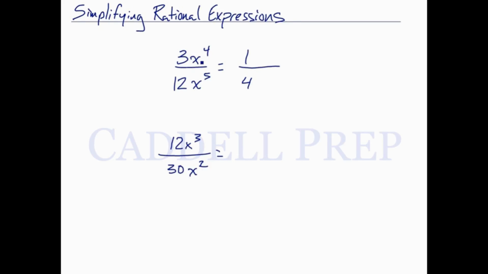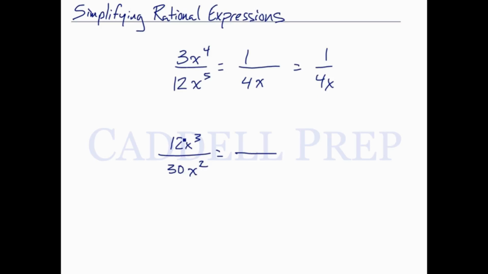Then here, when we reduce these exponents, since they're both base x, we have x to the fourth, x to the fifth, we're going to subtract exponents. So the difference between these two is 1. 5 is 1 greater than 4. And notice that the greater exponent is in the denominator. So after we subtract, we're going to keep it in the denominator. So we end up with 1 over 4x.